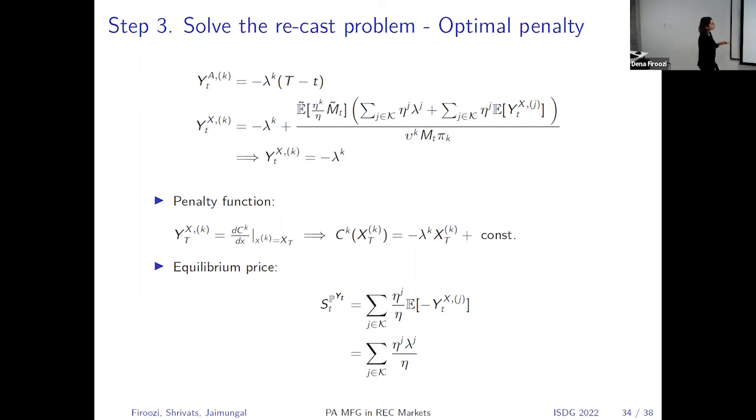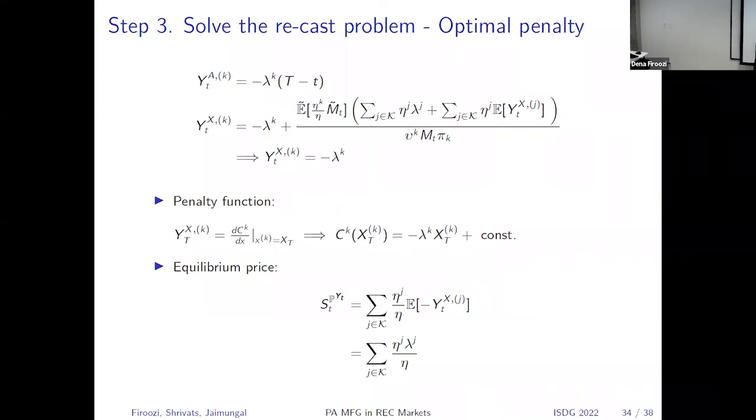Okay. So now if we look at the relationship between the penalty function and this value at terminal time, given that this is a constant, the penalty function turns out to be a linear function of the number of RECs acquired by a representative firm in subpopulation K. So now if we substitute that in the price process, in the equilibrium price characterization, it turns out that the price process is a weighted average of these dollar values that the principal assigns to representative firms from across the market.